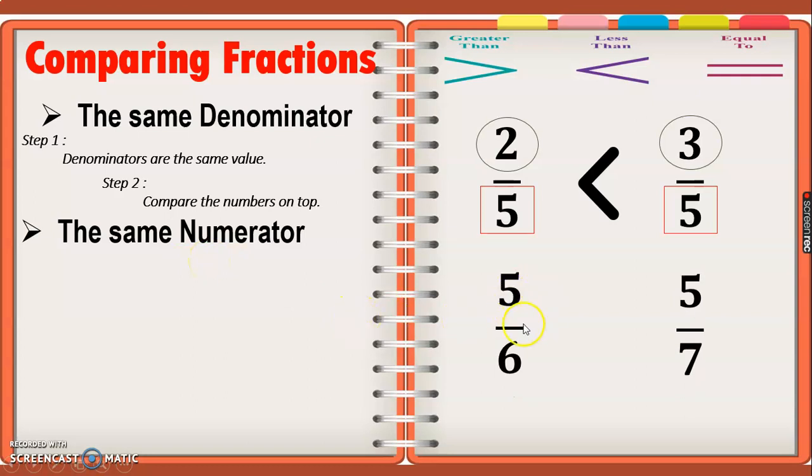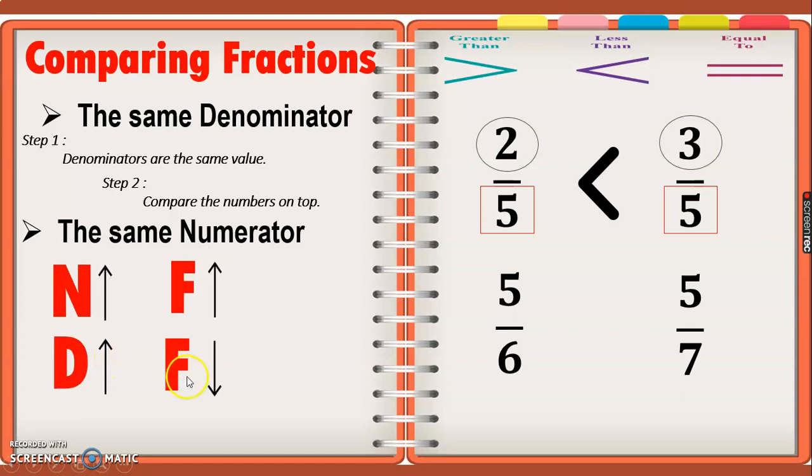We have 5 over 6 and 5 over 7. Can you see that they have the same numerator? Okay. So N stands for numerator. When the numerator is higher, then the fraction or the value is higher also. D stands for the denominator. When the denominator is higher, the fraction is lower, or the value is lower.